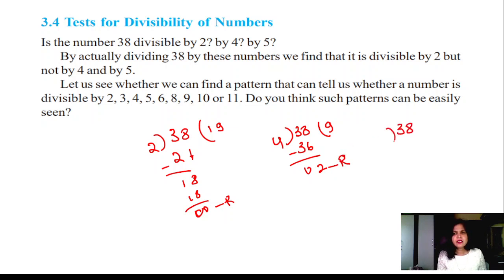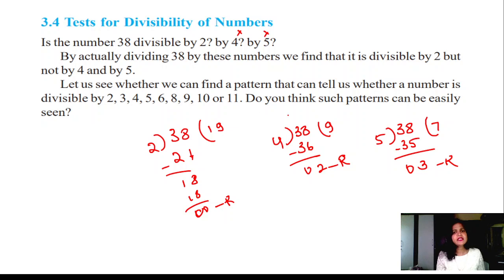Then 38 divided by 5. 5 fives are 25, 5 sixes are 30, 5 sevens are 35, 38 minus 35 is 3. 3 is the remainder, so it is not divisible by 5. So 38 is not divisible by 4 and not divisible by 5.